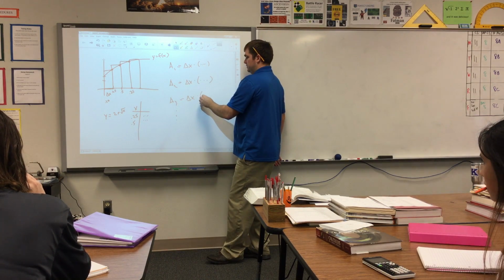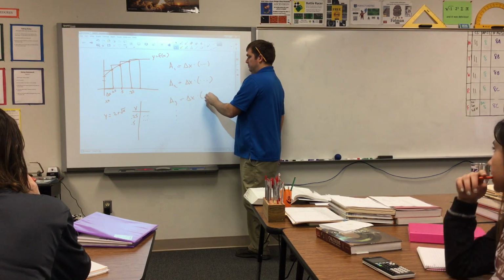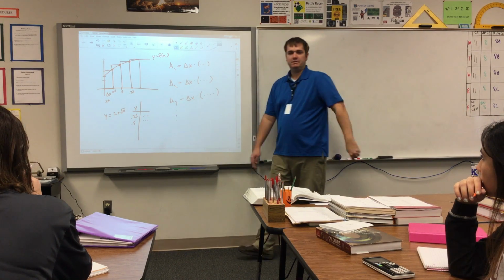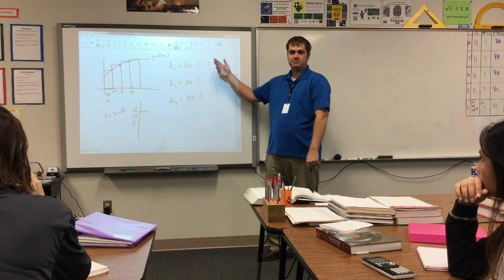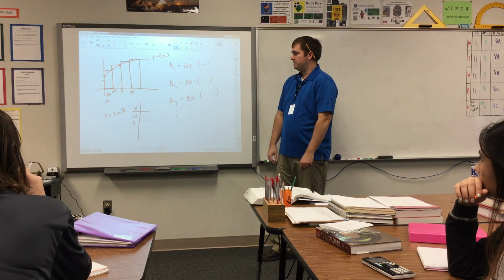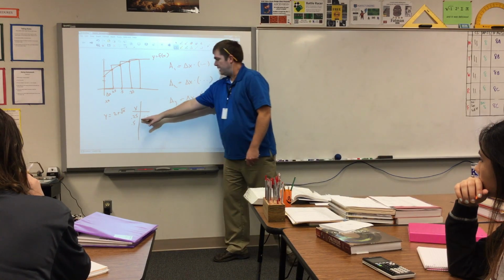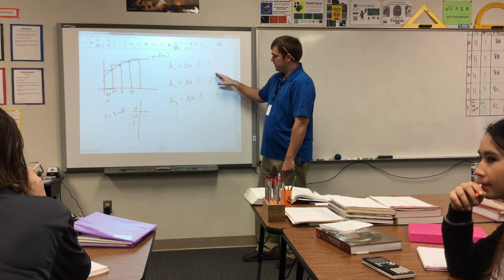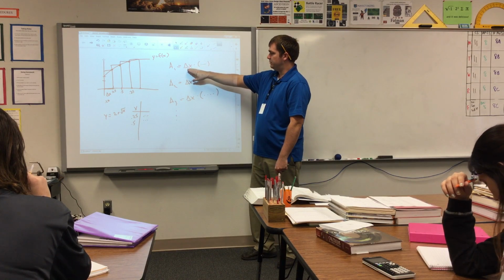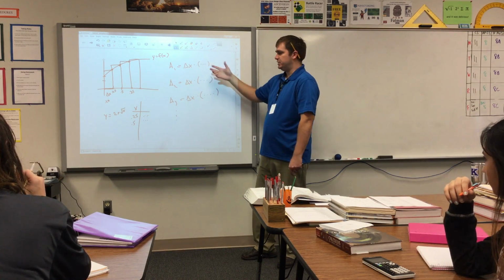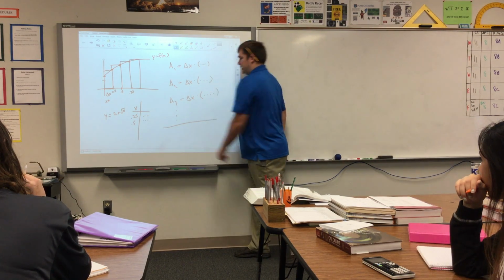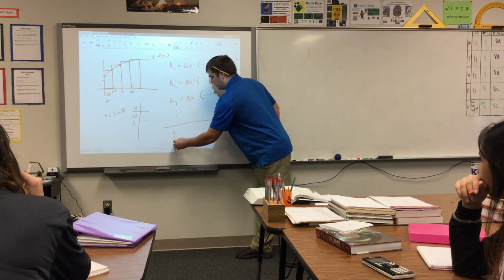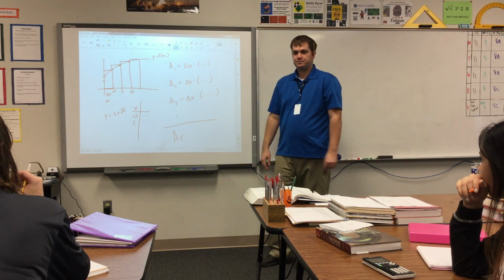Whatever happens to be the situation. So anyway, you'll take those areas, which is the width times the height, and you'll actually have numbers for them, and then you'll add them all up, and you'll get an approximation for the area of the total.